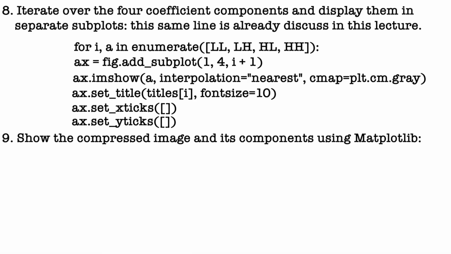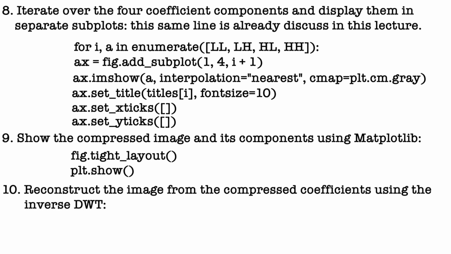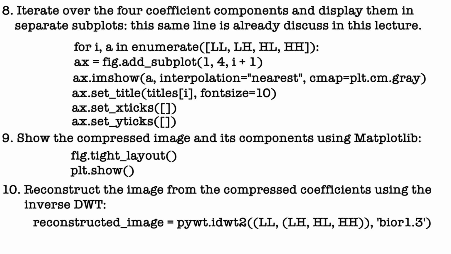Now we show the compressed image and its components using matplotlib. So we use fig.tight_layout and plt.show. It will display the result. Then we can reconstruct the image from the compressed coefficients using inverse DWT. So now we write reconstructed_image equal to pywt.idwt2((LL, LH, HL, HH), 'bior1.3'). That reconstructed image is returned by the function.